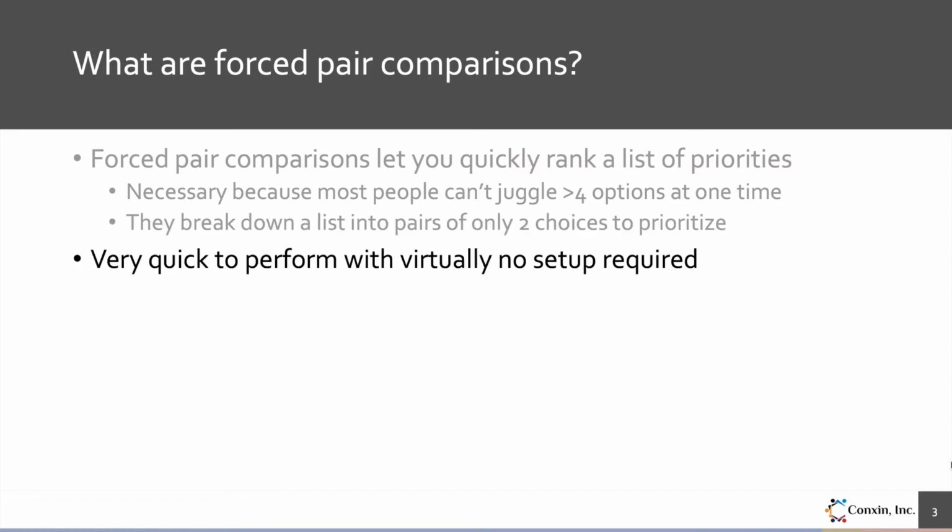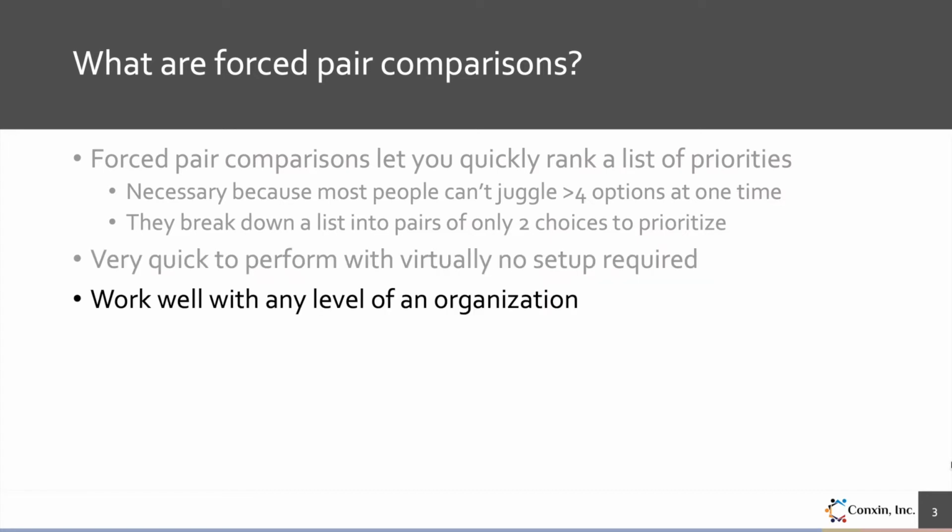This is great because it's very quick to perform forced pair comparisons. They require virtually no setup. If you've got your list, you're ready to perform your forced pair comparison. The other thing I like about forced pair comparisons is they work well at any level of an organization. I've done this exercise many times with senior executives, and I've also done this exercise many times with associates, rank and file employees of an organization, and it works just as well with both groups.